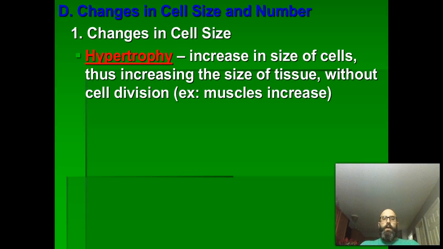Okay. Now let's talk about how people grow. You can grow in a couple different ways. Here's one. You can change the size of the cell, which basically means a cell can get bigger or it can get smaller. When a cell increases in size, not number of cells, increases in size of cells, that is called hypertrophy.